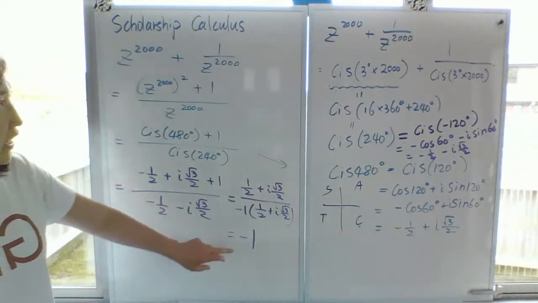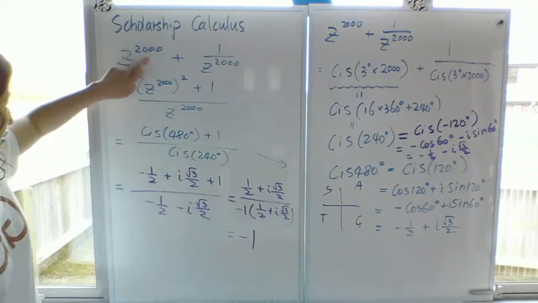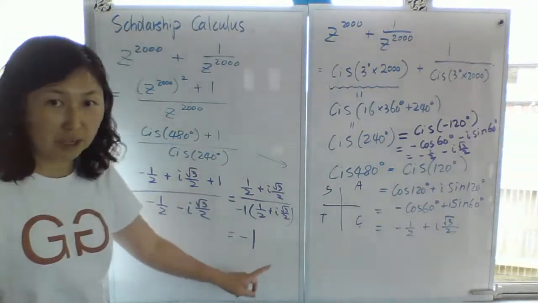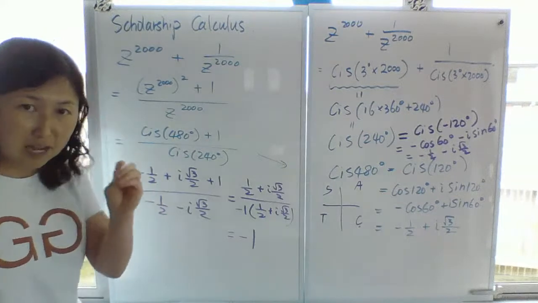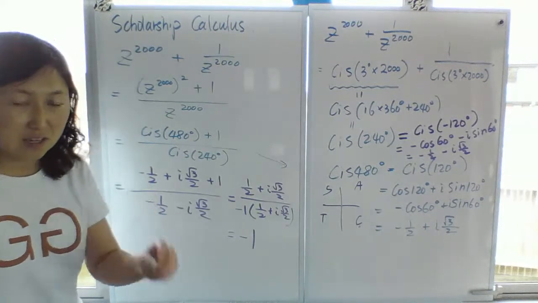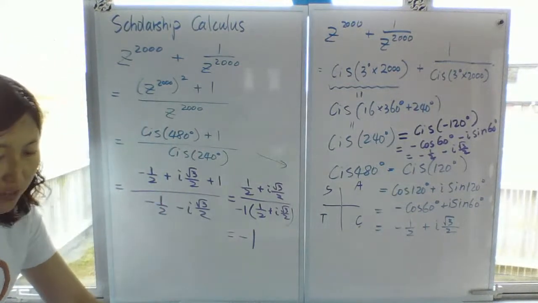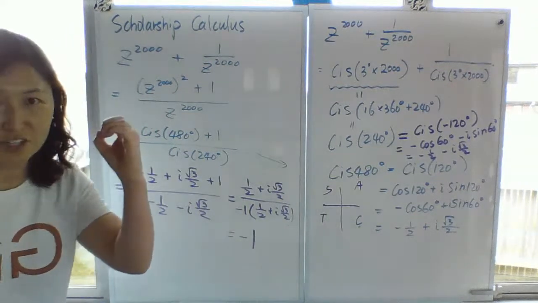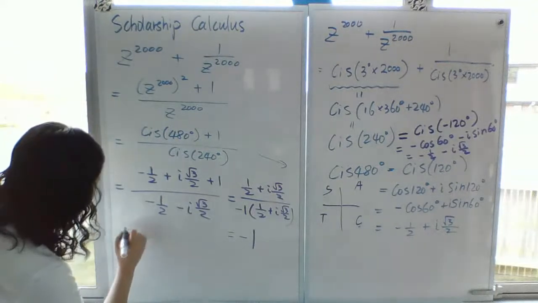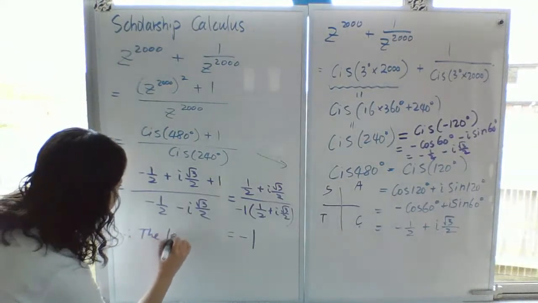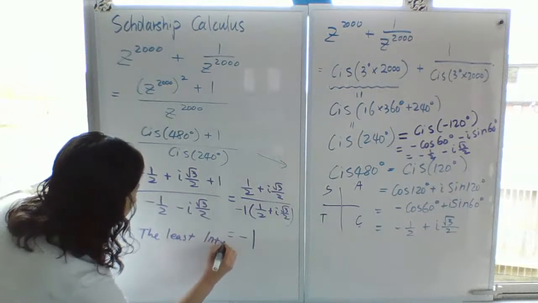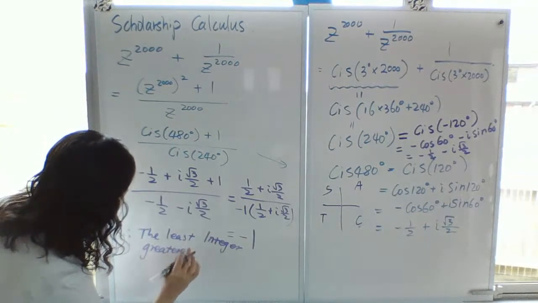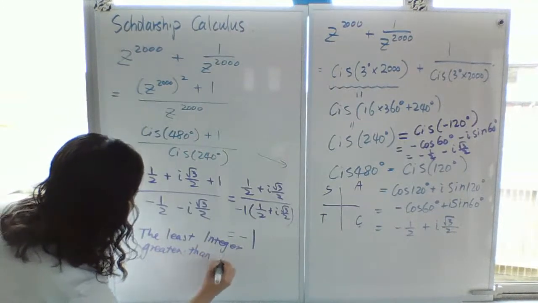So what we got here is z to the power 2000 plus 1 over z to the power 2000 is equal to negative 1. So we know the answer. Now we are able to find the least integer that is greater than negative 1, which will be 0. Okay, so now I can make the conclusion. The least integer greater than this is 0.